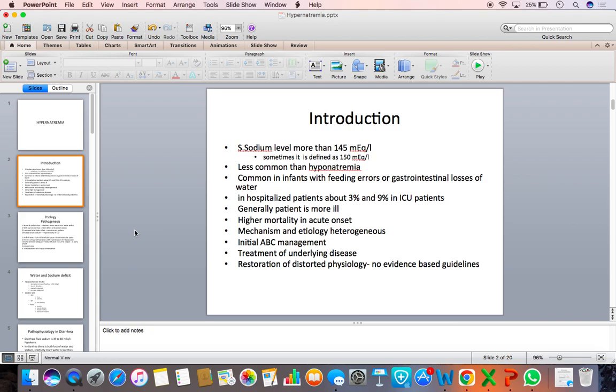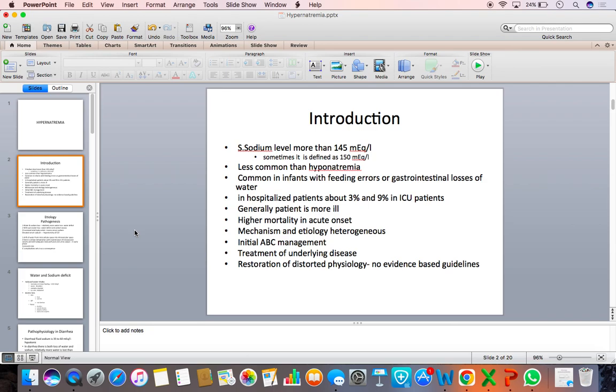When the serum sodium level is more than 145 milligrams per liter, we call it hypernatremia. Sometimes a serum sodium level of 150 milligrams per liter is also considered or defined as hypernatremia. Most commonly, we consider serum sodium levels more than 145 milligrams per liter as hypernatremia.